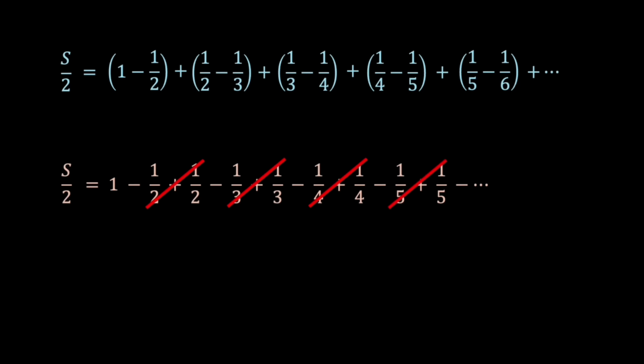Each negative term cancelled out by the positive term that follows. This continues all the way to infinity. Everything vanishes except that very first term. And so we're left with s divided by 2 equals 1. And this means that s must be equal to 2.